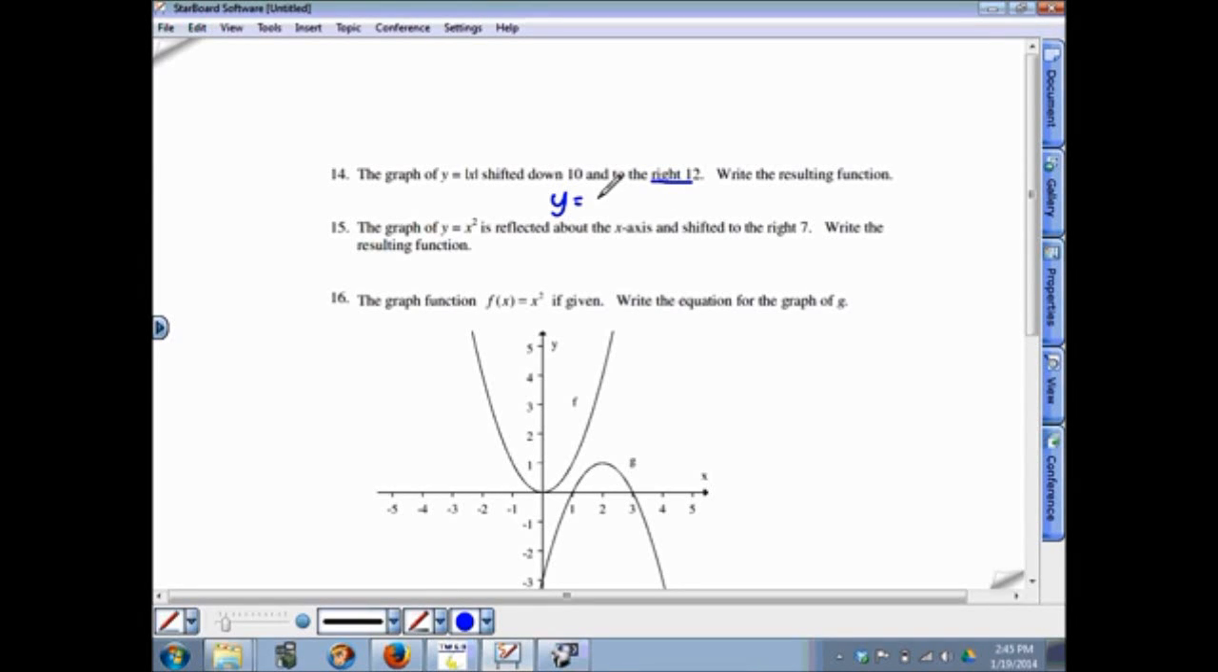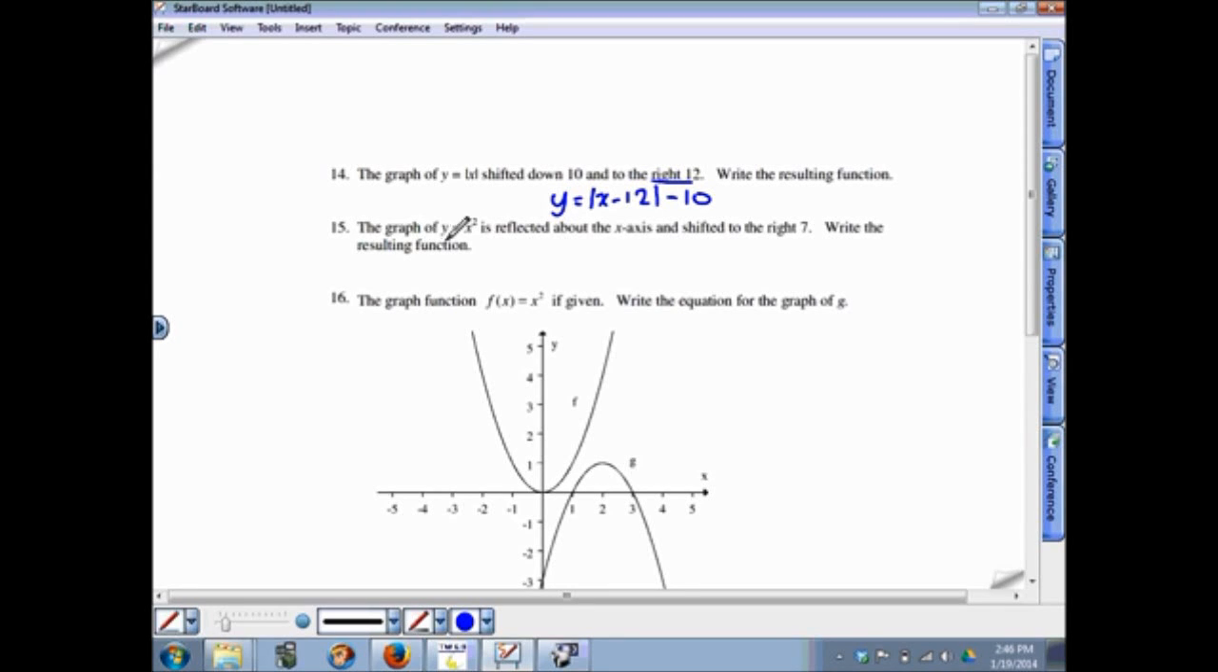Since it's moving left to right, it's affecting the x values. That means it needs to be inside of the function. It's going to be minus 12. Remember, since it's inside the function, it has the opposite effect of what you'd think. Moving to the right 12 is subtract 12 inside. And then shifting down 10 is minus 10 on the outside.